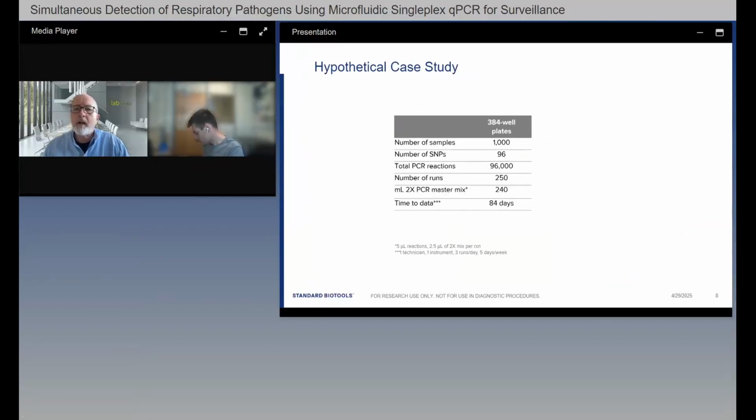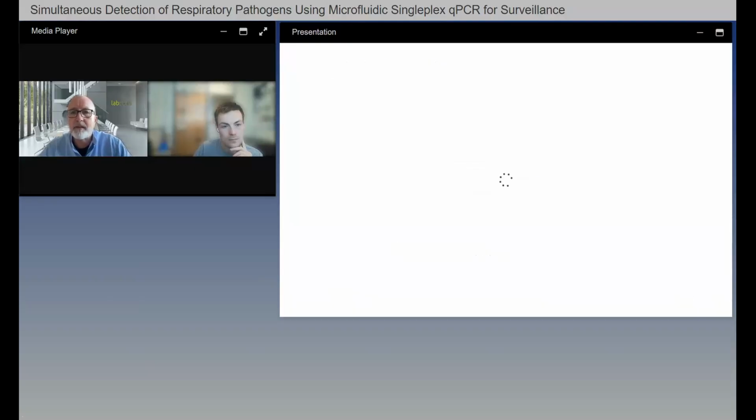So let me just present a hypothetical project to you as an illustration of the power of this method. Let's say we have a project with 1,000 samples and we have 96 targets of interest, be they SNPs or cDNAs. To achieve this by traditional PCR in a 384 plate format would require 250 runs. And if we assume one technician, one PCR machine, 3 runs per day and 5 days per week, it would take almost 4.5 months to achieve this.